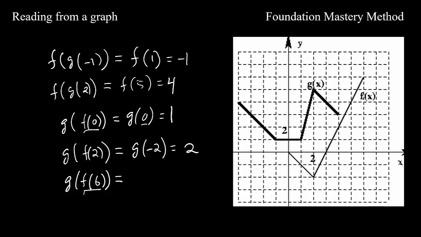Next, f of 6. If you look at the graph, here f of 6 is 6. So you are writing g of 6. Now when you look at the x value 6, 1, 2, 3, 4, 5, 6 here. So my g function is not defined at 6. So then we just say that it is undefined.